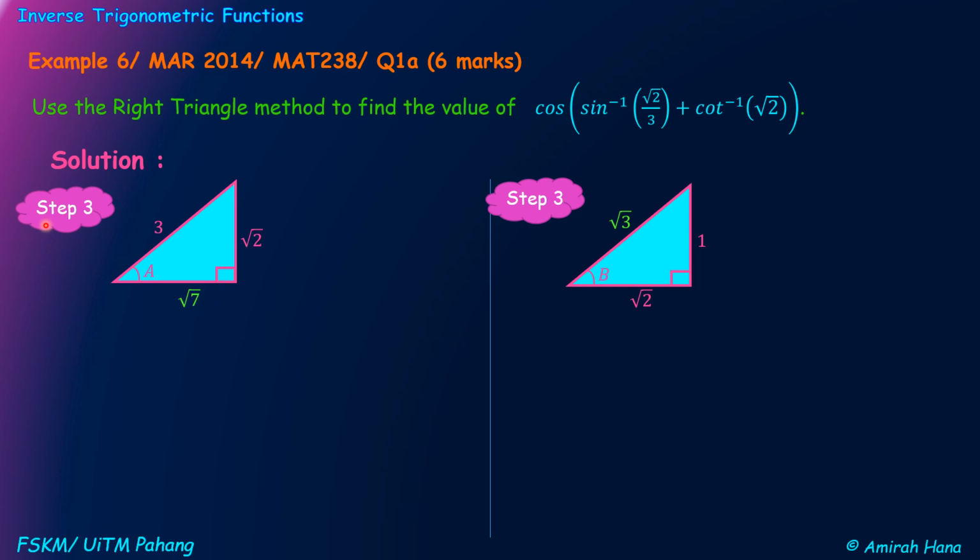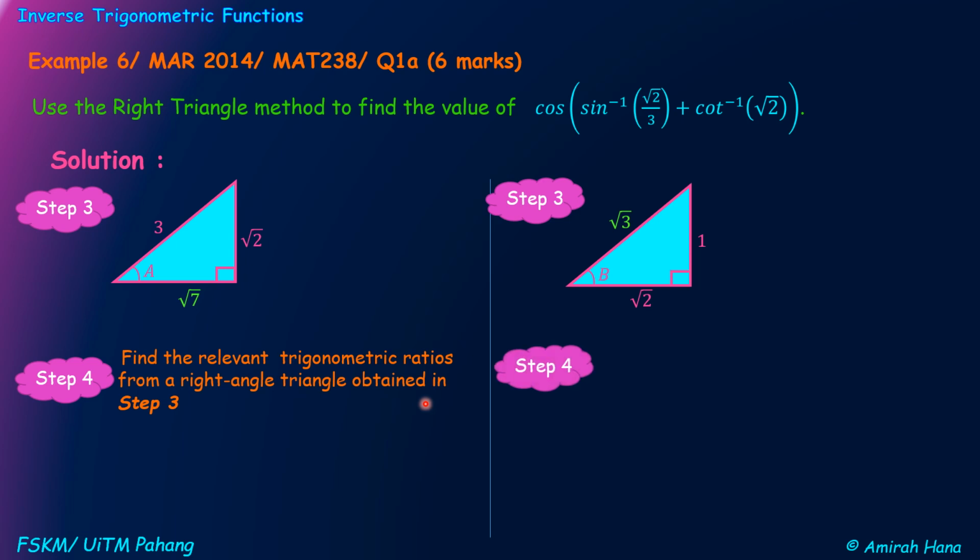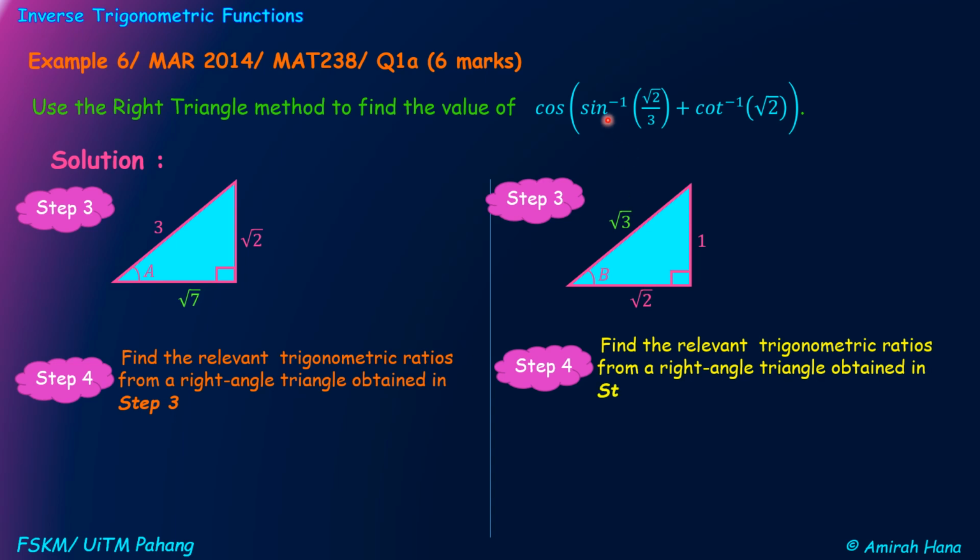Alright. From the previous slide, we have done step 3. We drew a right angle triangle and found all three sides for angle A and angle B. Then we can continue with step 4: find the relevant trigo ratios from the right angle triangle obtained in step 3. We find them for angle A and for angle B, since we have two inverse trigo terms here.